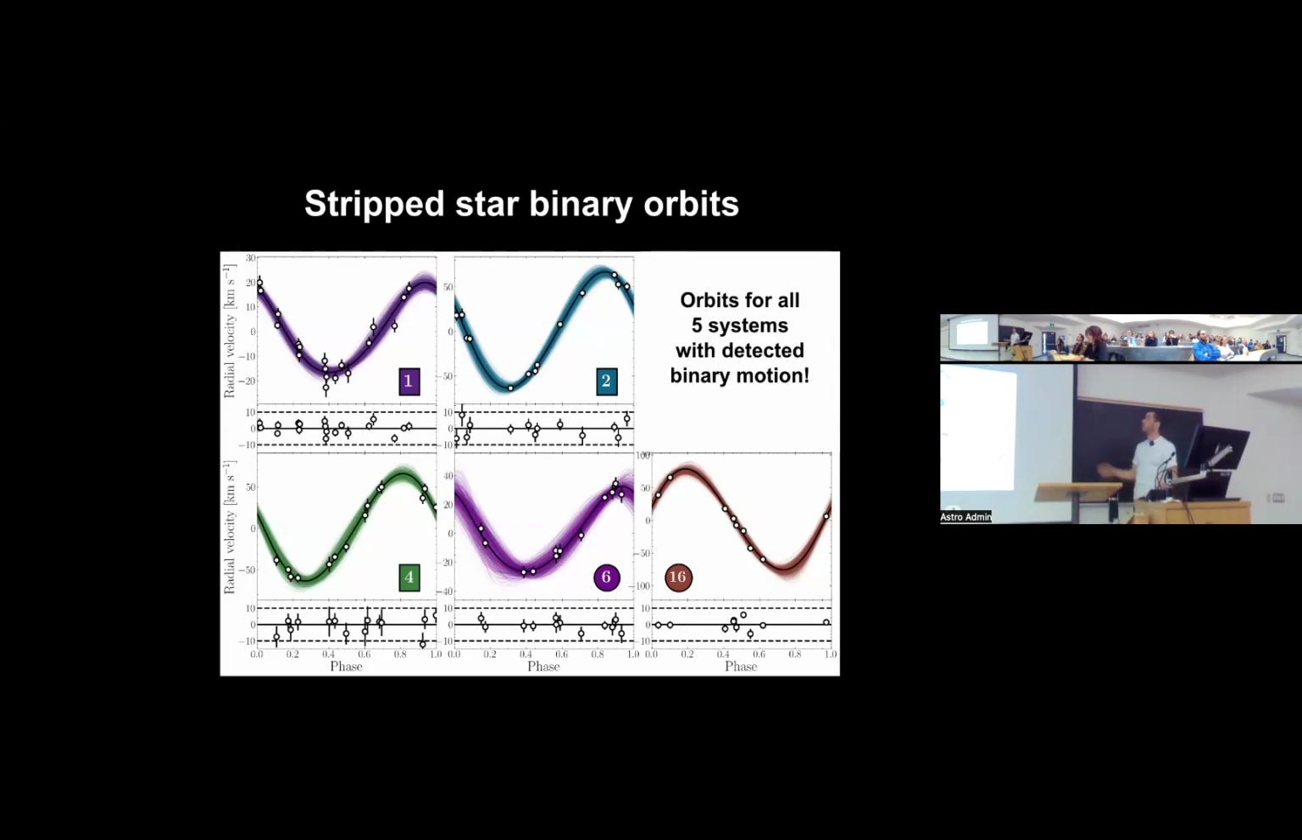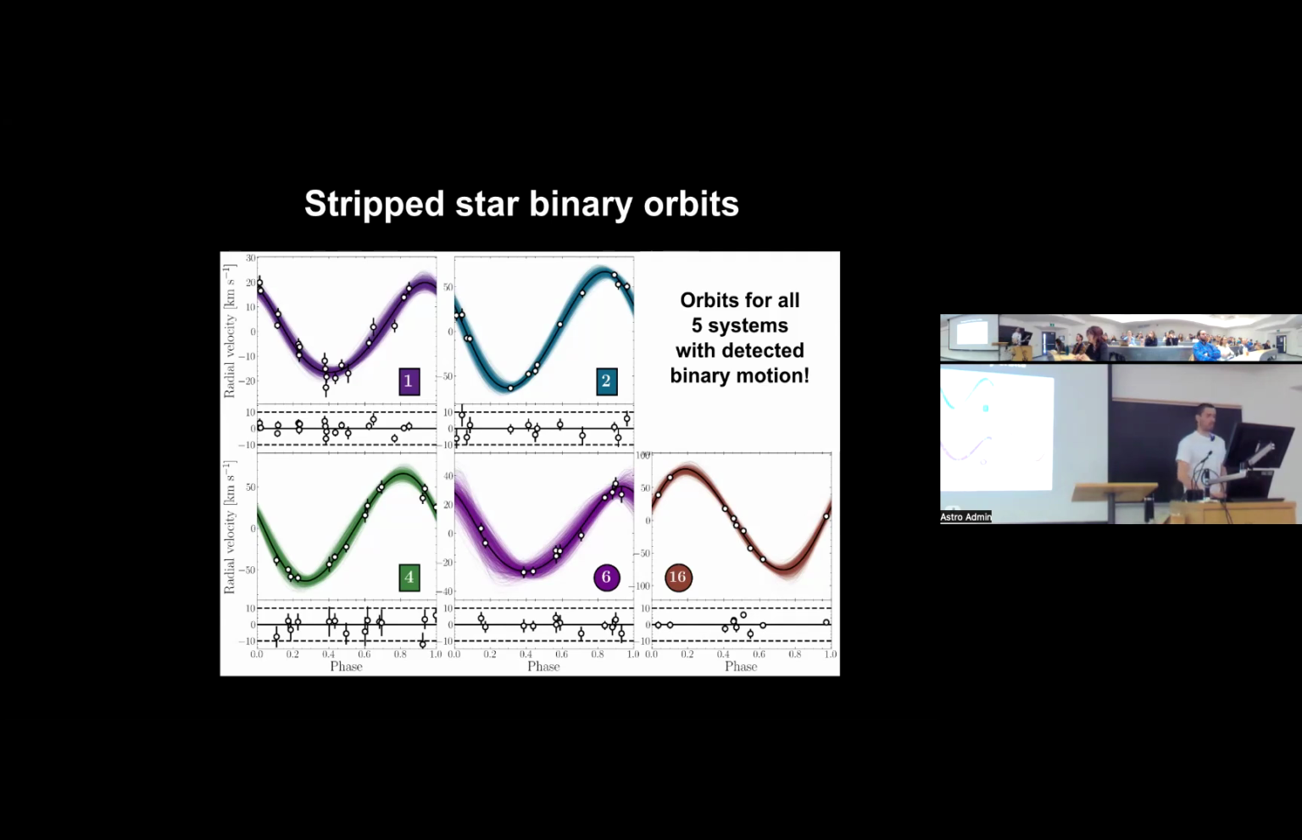Here are what the orbits look like for the 5 systems where we detected binary motion. First off, it's good that we get orbits for things where we detect binary motion. Nice confirmation. Few things to highlight are that relative to the shifts we're finding, which are like 30 to 100 kilometers per second, you can see the residuals are on the order of 10 kilometers per second and don't exhibit much trend, which should hopefully convince you that our orbit fits are pretty robust.